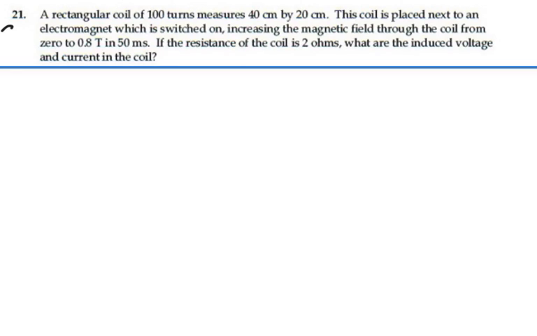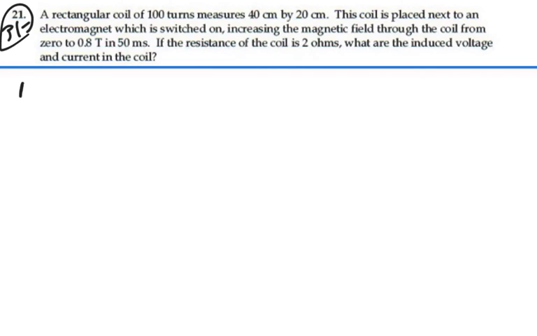Here's problem 3121. A rectangular coil of 100 turns measures 40 centimeters by 20 centimeters. This coil is placed next to an electromagnet, which is switched on, increasing the magnetic field through the coil from 0 to 0.8 Tesla in 50 milliseconds. If the resistance of the coil is 2 ohms, what are the induced voltage and current in the coil?